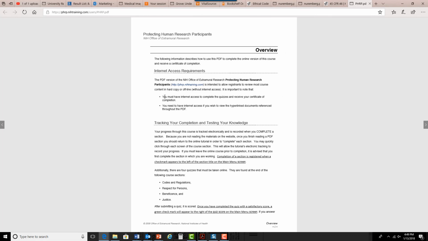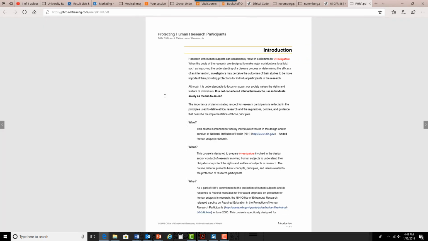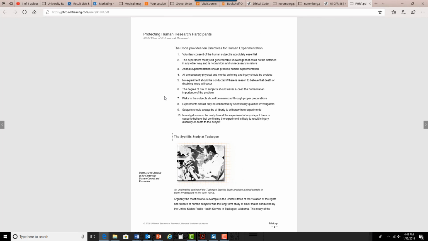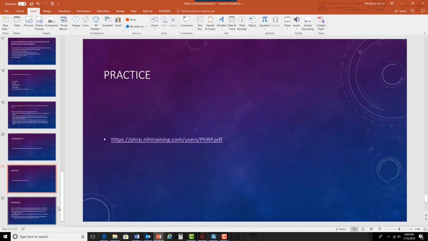And then if you want to know more about getting information about how to protect human research participants, the National Institutes of Health has a certificate program. You can do this little program and get a certificate. And a lot of universities will require that you take this training before your particular research is approved. So you might want to save that link because that's something that you may need to use.